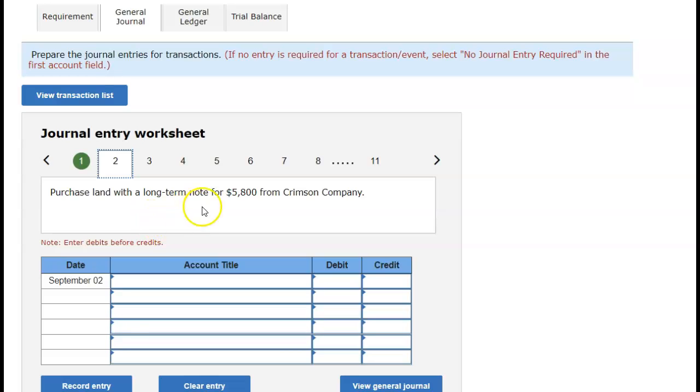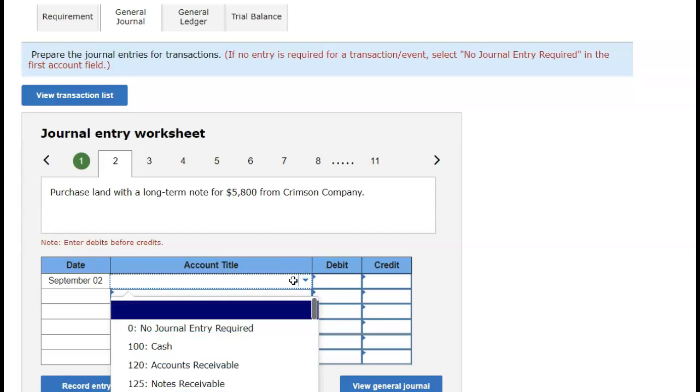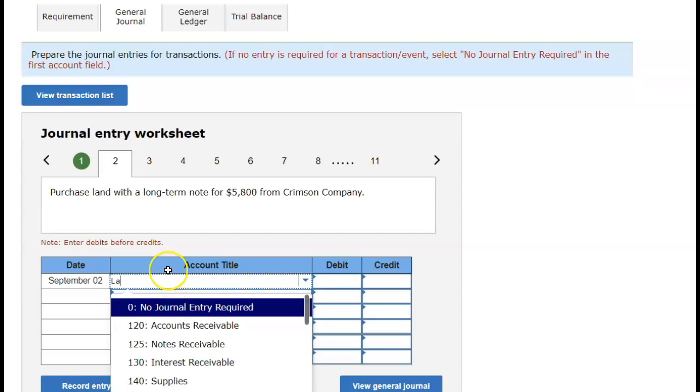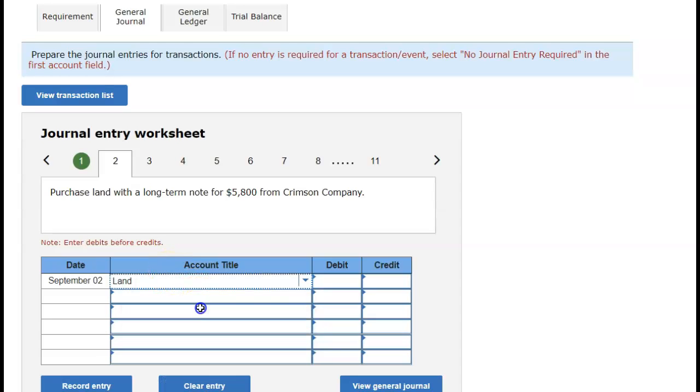Purchase land with a long-term note for $5,800 from Crimson Company. Well, now we're going to purchase land with a long-term note. So we're not using cash. We are signing a note payable. That's an obligation. But recording the land is probably going to be the easiest. I wonder if I can just type land. Yep, just type land and it comes up. 5,800.